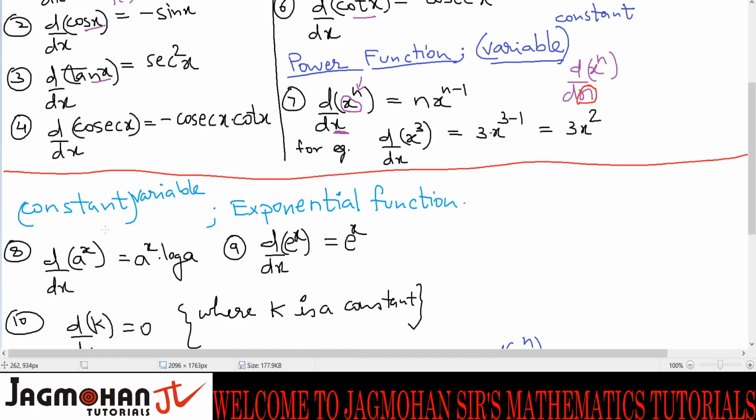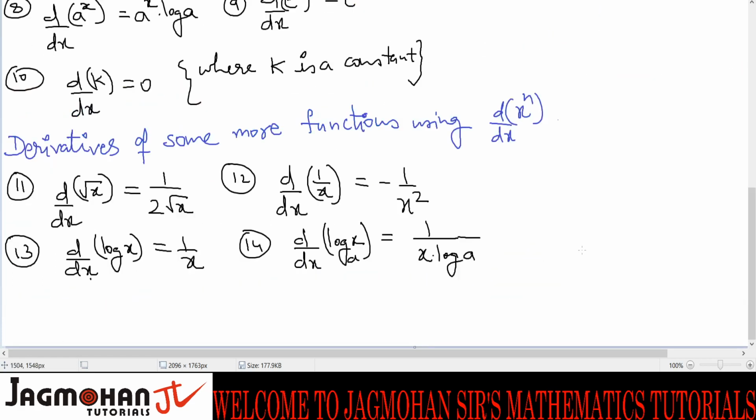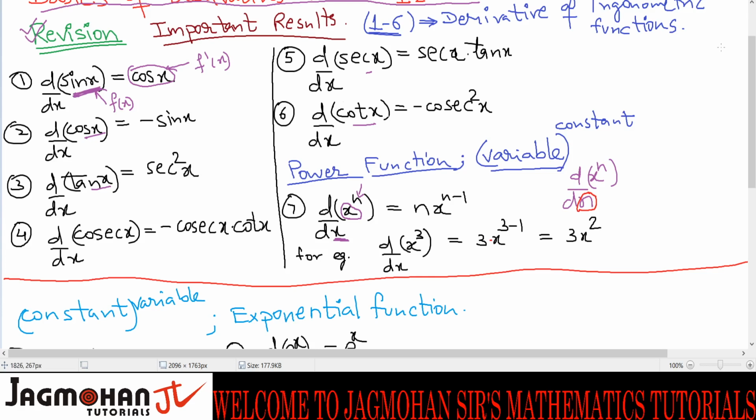After this we have derivative of constant raised to variable function. Now constant raised to variable function is also known as exponential function. So that I'll teach you.